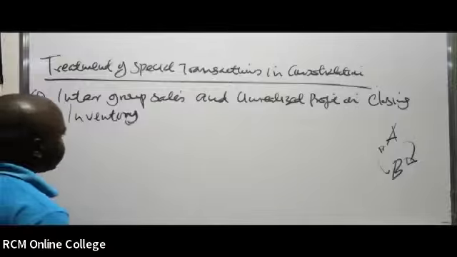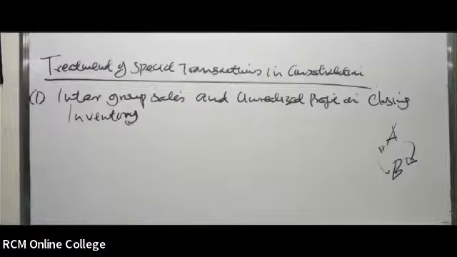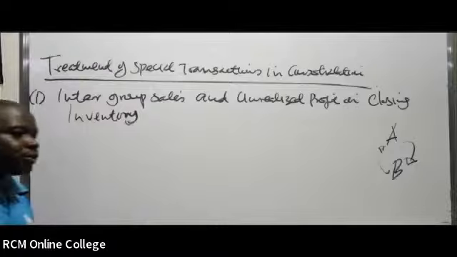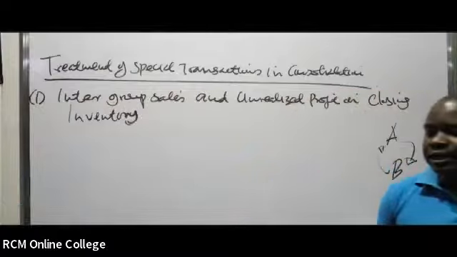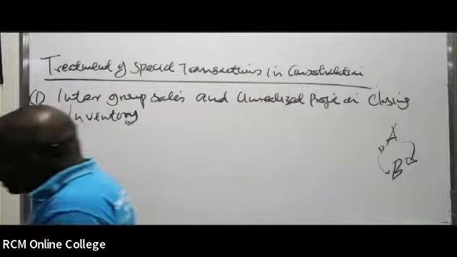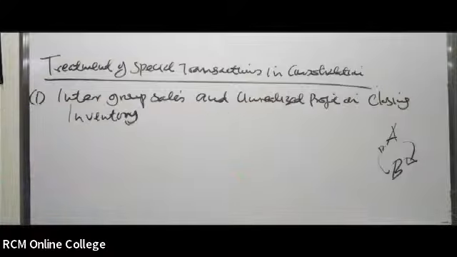Hope you've been able to write that. You need to be very keen. From this particular point in time, you need to be very keen as to what you're having to say. So you say: this occurs where a member of the group sells goods to another member of the group.